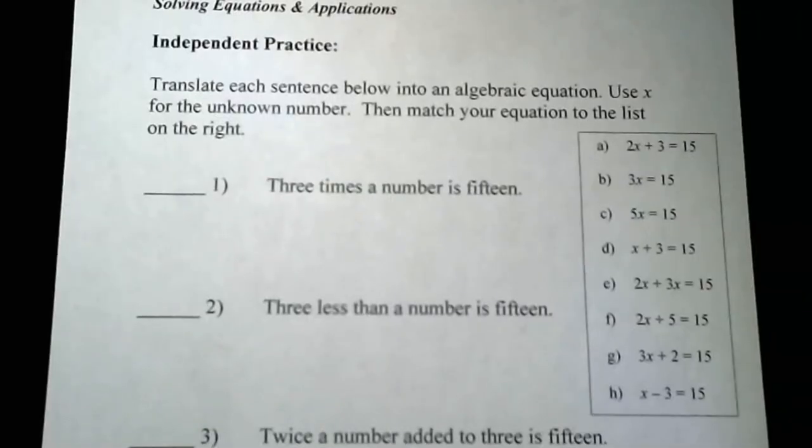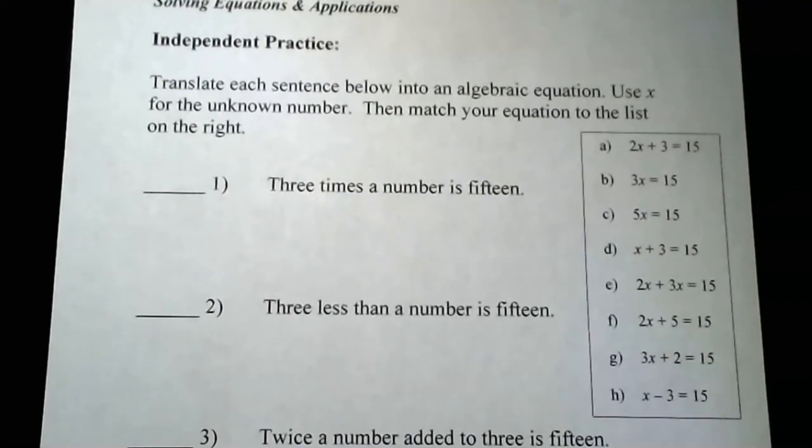All right, so let's take a look at some of the examples here from the notes. They want you to translate each of these sentences into an algebraic equation using x for the unknown, and then we're going to try to match up our answers to the box over here on the right. So for the first one, it says 3 times a number is 15. What I'm going to do is take the words individually and translate them to what they mean in math.